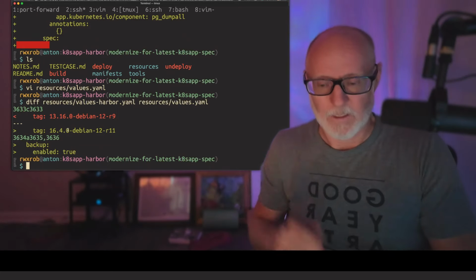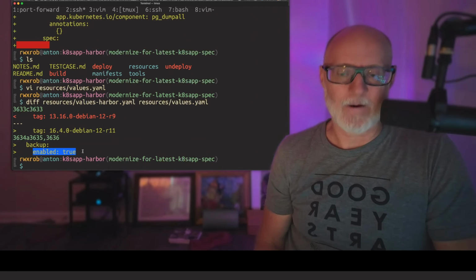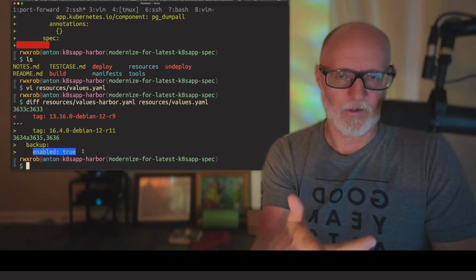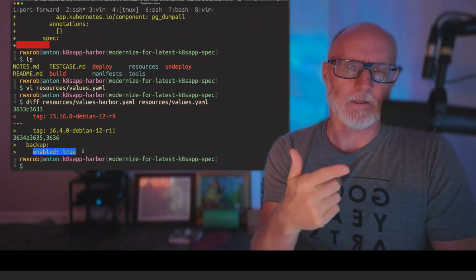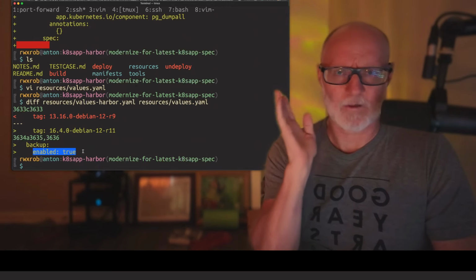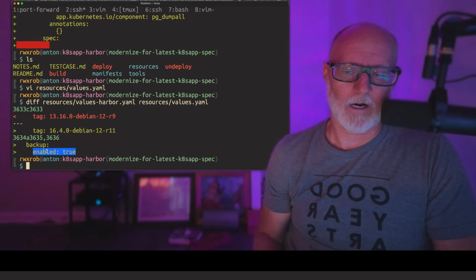Here we have backup enabled true. Where did I find that? I found that because, as I told you in a previous video, I went into the Postgres Bitnami chart and I saw this thing called backup in there. I saw this pg_dump stuff and I was like, what's that about? Because I'm about to write all that. It was already there the whole time. So I just had to turn that to true.